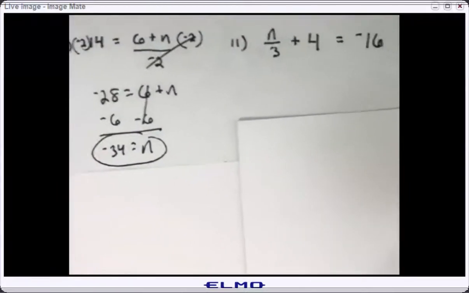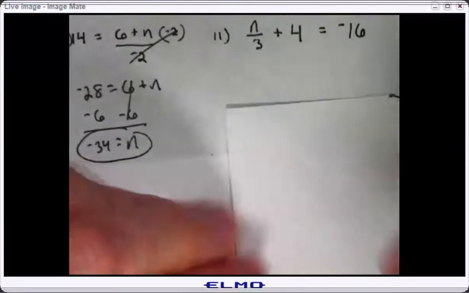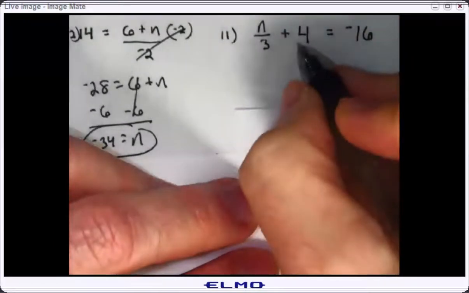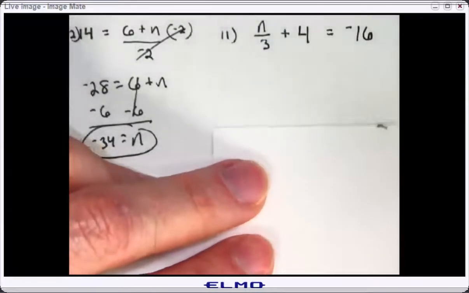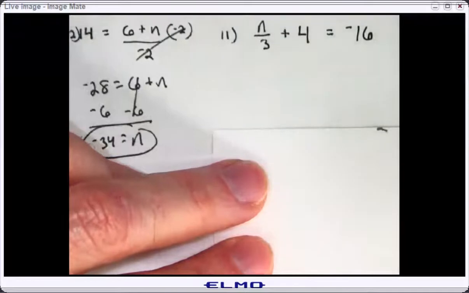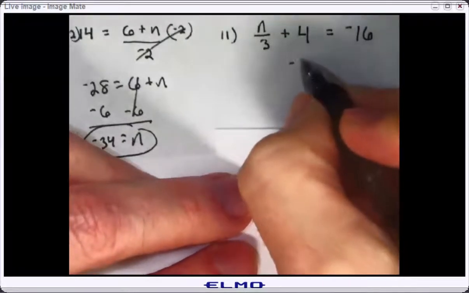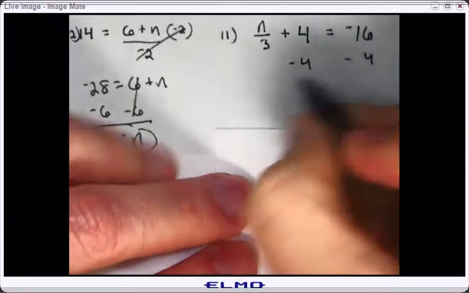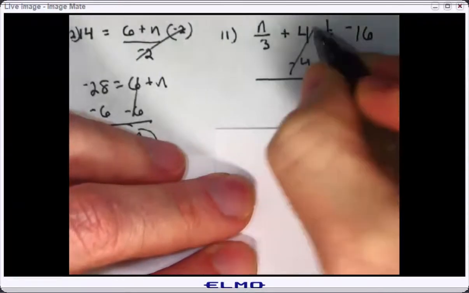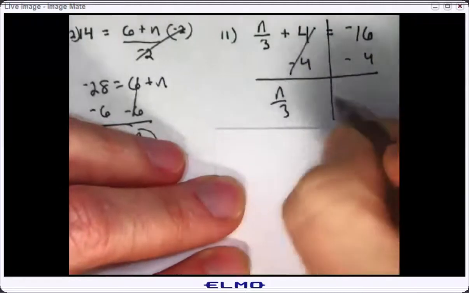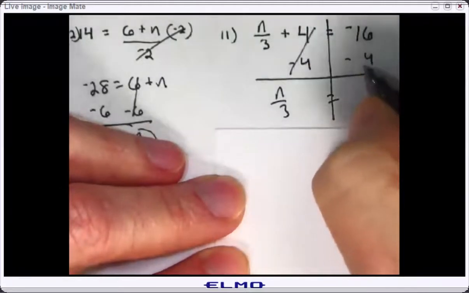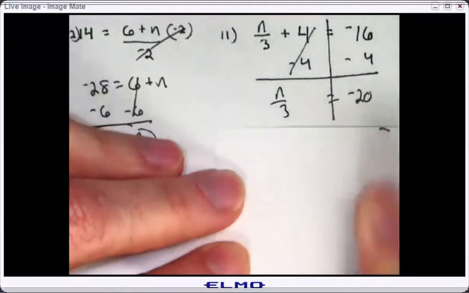Number 11. Here, I have to get rid of divided by 3 and +4. We start at the bottom of GEMDAS, order of operations, and work our way up when we're solving an equation. So to get rid of +4, I minus 4 to both sides. That leaves me with n over 3 on the left. -16 plus -4 is -20 on the right.